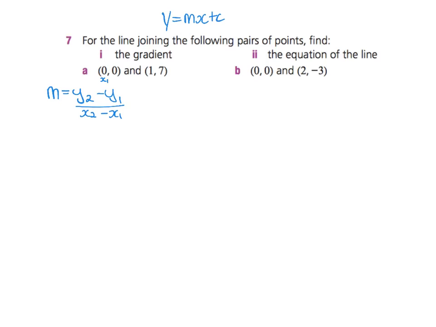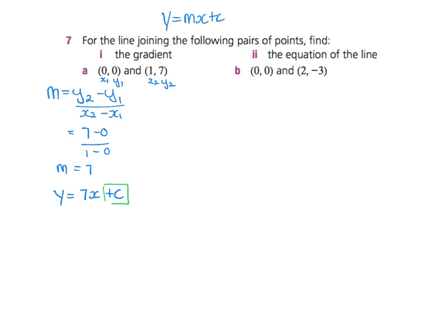So we'll label our points and we'll substitute them in and find our gradient. So we've got 7 minus 0 over 1 minus 0. So we know the gradient is 7. So you know that y equals, at the moment, 7x plus c. So now we need to find the y-intercept so that we've got the whole equation.